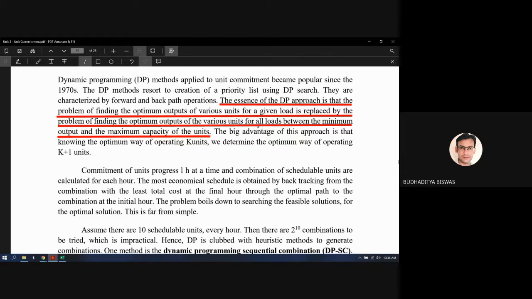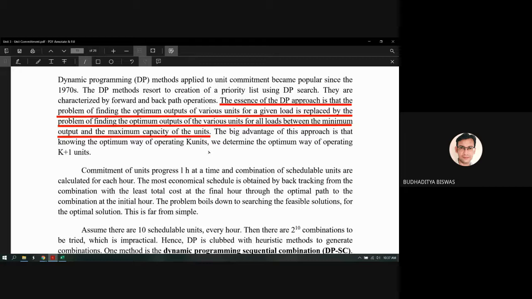Remember, this is the difference. We are not finding the solution for a particular load demand. We are finding the solution for all loads between the minimum output and the maximum capacity of the units. When you do the example, it will be more clear to you. Suppose the load demand is say 100 megawatt. Initially, we find out how the 100 megawatt is generated by the committed units.